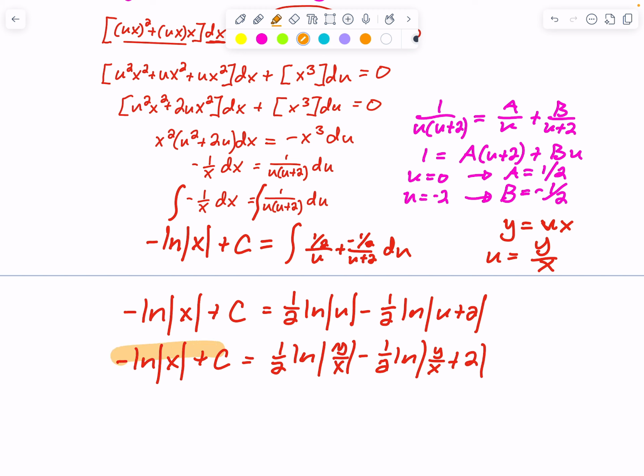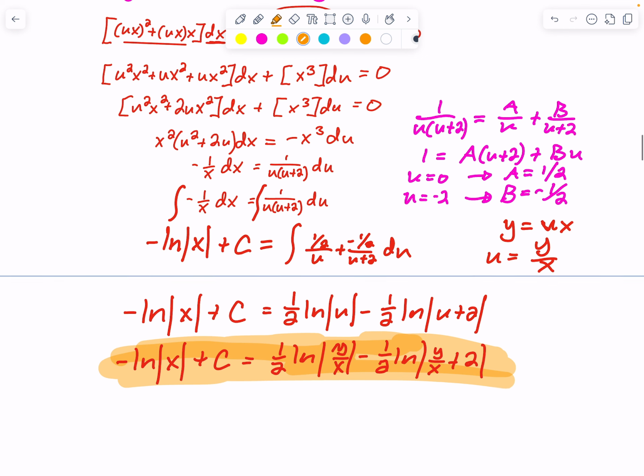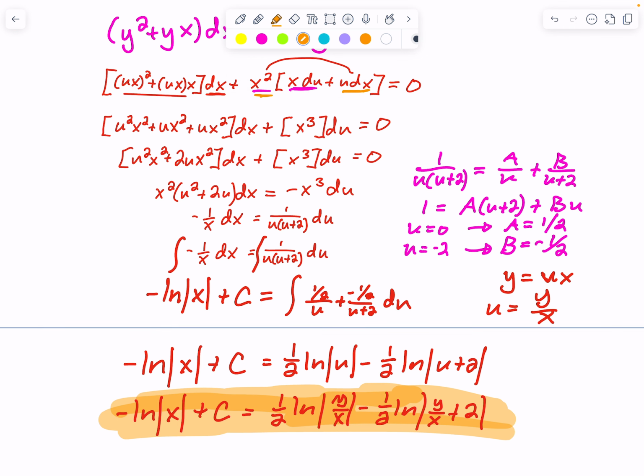So the whole idea, and this will be a common theme, is that we will take harder diffy Qs, more difficult ones, do something with them, and change them into a diffy Q that we know how to solve. Like in this case, we changed it to a separable diffy Q. Okay, hope this makes sense.